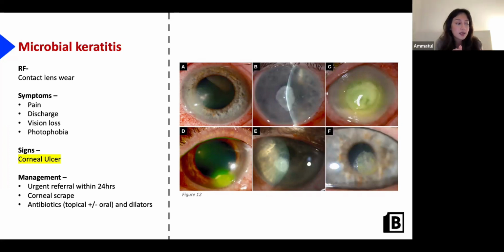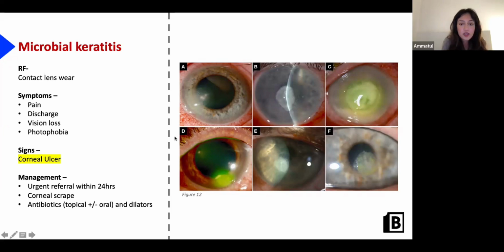So contact lens wear is a major risk factor for bacterial keratitis because it comes in direct contact with the eye surface, so is able to spread pathogens very easily. Symptoms would include pain, discharge, vision loss, and photophobia. Corneal ulcer is also seen in patients when they have bacterial keratitis, and it's thought to be a very classic feature.